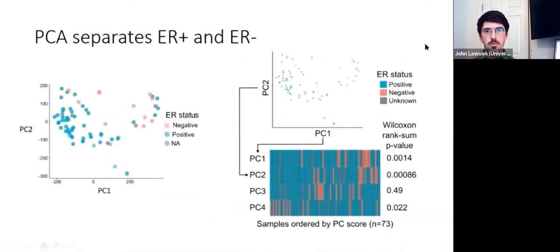And so now looking at the PCA plot, we can see that principal component 1 separates ER positive from ER negative samples pretty well. And that's statistically significant based on Wilcoxon rank-sum tests. And so actually, if we look at the p-values for whether the principal component scores are associated with estrogen receptor status, we can see that each of the top 4 principal components, except for PC3, is associated with ER status.